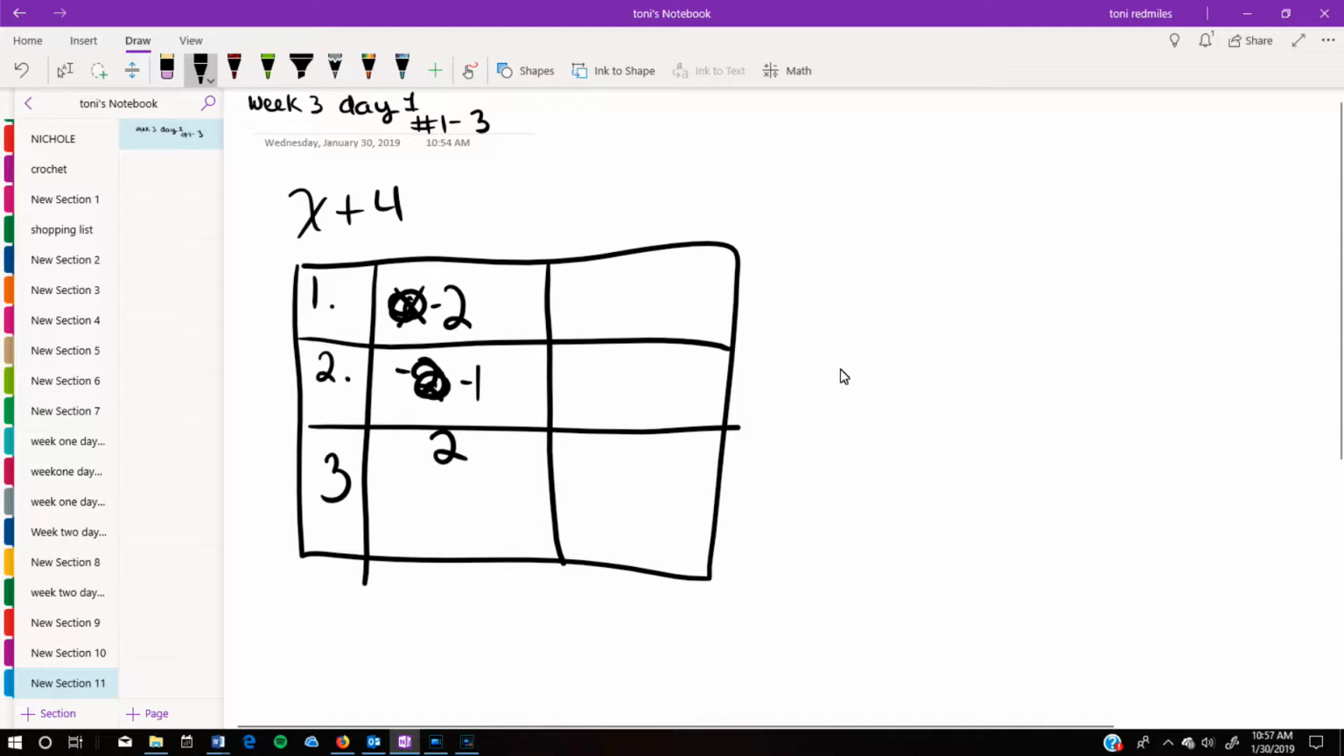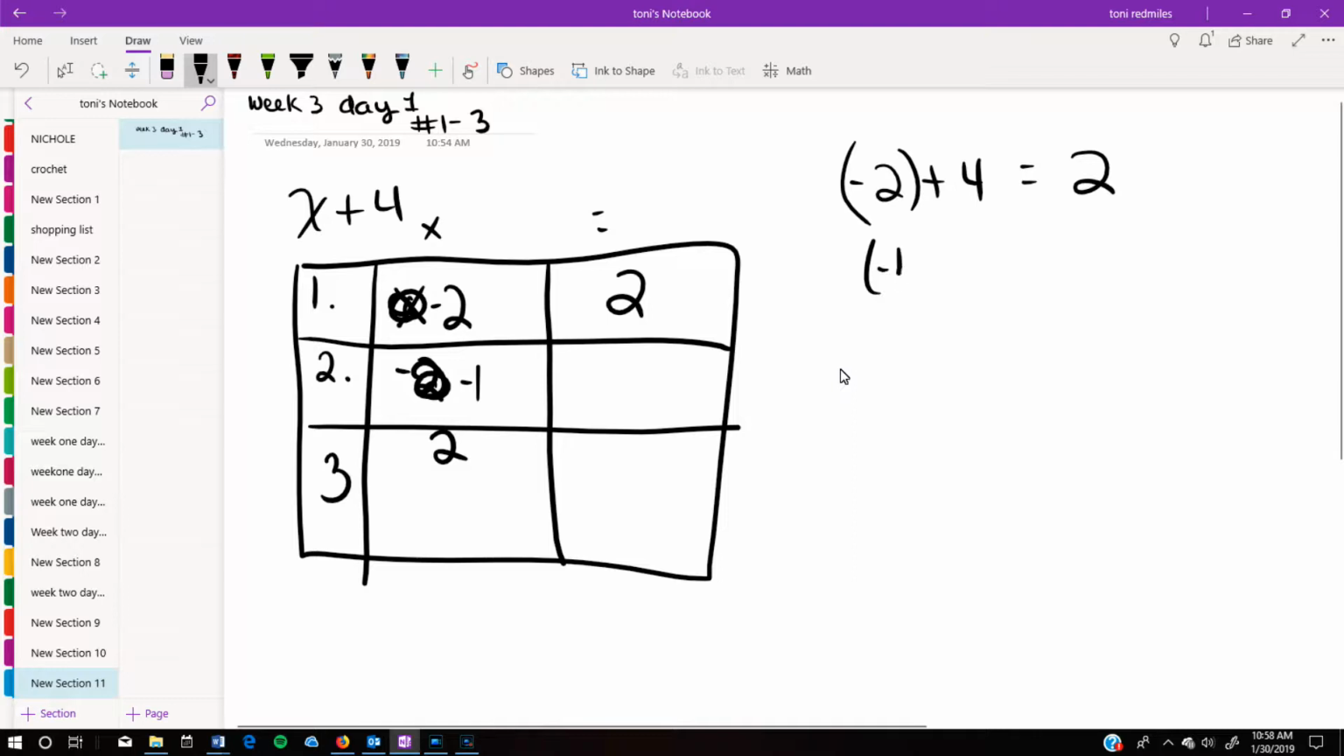So if I plug these numbers in for x, what am I going to get? What is it going to equal? So let's do the first one. I'm going to put -2 in for x, put it in parentheses until you evaluate if you need the parentheses. I don't need them here, so I'm going to ignore them. I'm going to go -2 plus 4, and that is going to equal a +2.